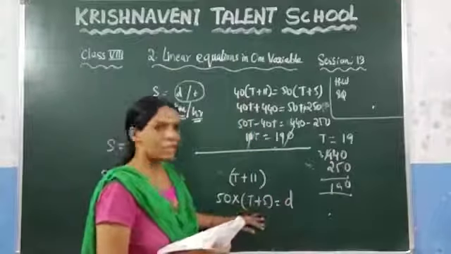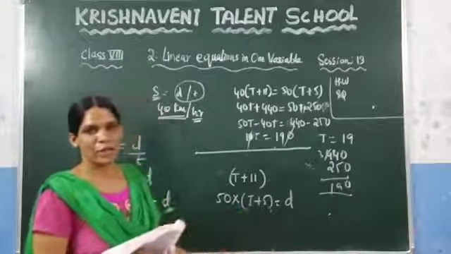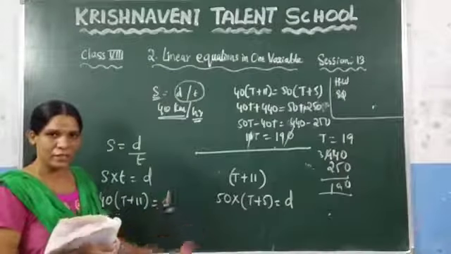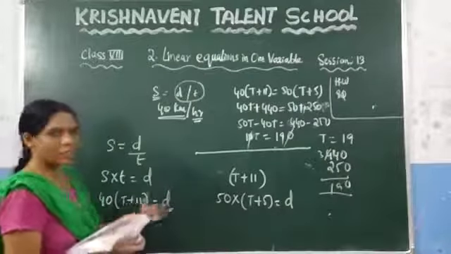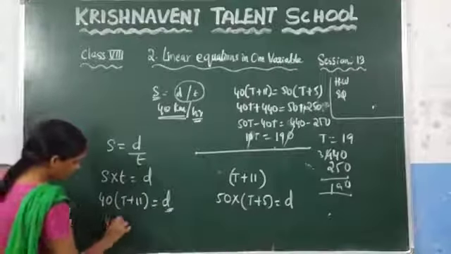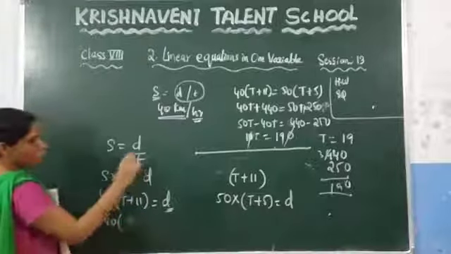If you substitute the t value here, you will get the distance travelled by the train. In any of the equations you can substitute it, and you will get the same distance because the train is the same. So substitute in any of the values here, 40 into, in place of t, what you got here.